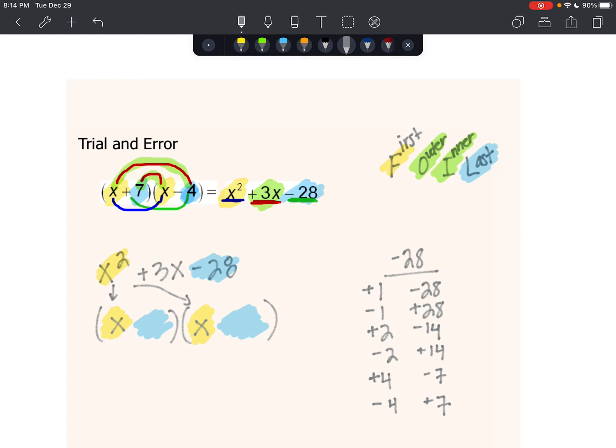And going through these combinations, we will get better and stronger at recognizing that we're looking at +7 and -4, or you could say -4 and +7. No matter how we look at it right there, we're going to have +7x, -4x. That gives us a +3x. So there's our outer and our inner, which combines to be our +3x. And that's our trial and error method.